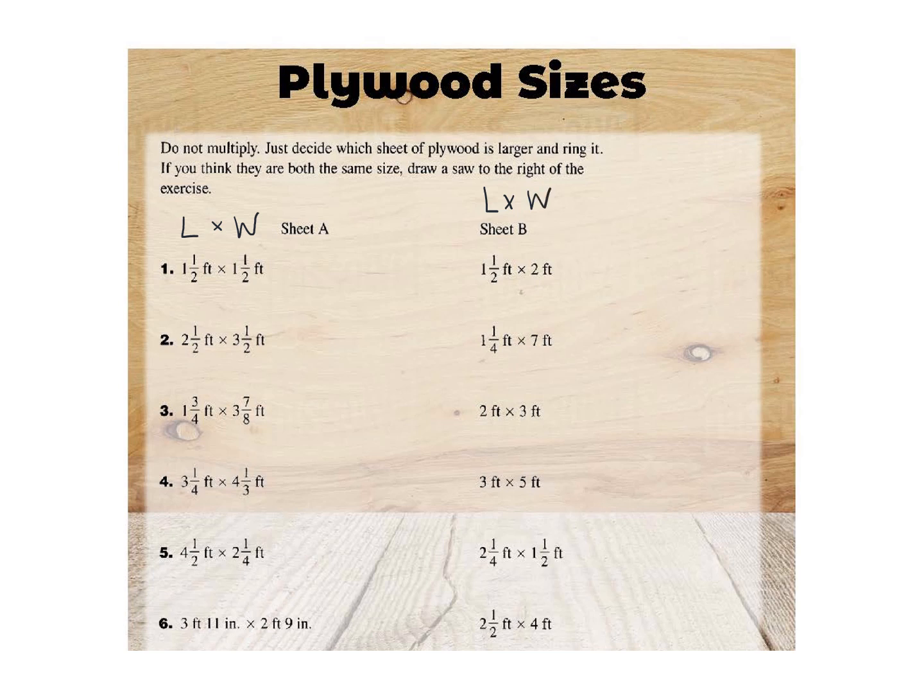So when we look at problem number 1, we see that the first dimension, length, is 1.5 feet. And the first dimension, length, over here is also 1.5 feet. So right now they're the same size. When I look at the second dimension, width, I see that sheet A is 1.5 feet wide and sheet B is 2 feet wide. So this means that sheet B is going to be larger than sheet A.